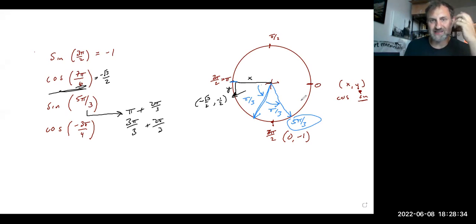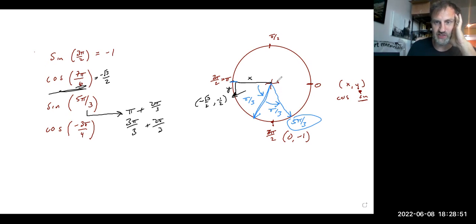You want to build in processes as you're thinking about math that help you evaluate whether it makes sense or not, whether what you're thinking, what you're doing is correct. That's a part of thinking mathematically. Okay, so 5 pi thirds is here.